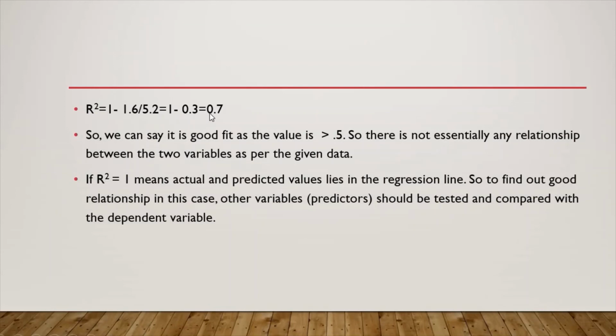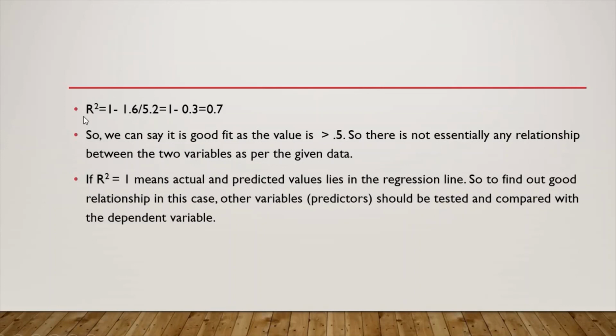So on the basis of this value of r square, we can conclude that it is a good fit as the value is greater than 0.5. So it is not a coincidence that changing the value of x changes the value of y, but these two variables have a strong relation. If r square is equal to 1, it means actual and predicted values lie on the regression line itself. So it is saying that if we get the value of r square equal to 1, it is the best fit.